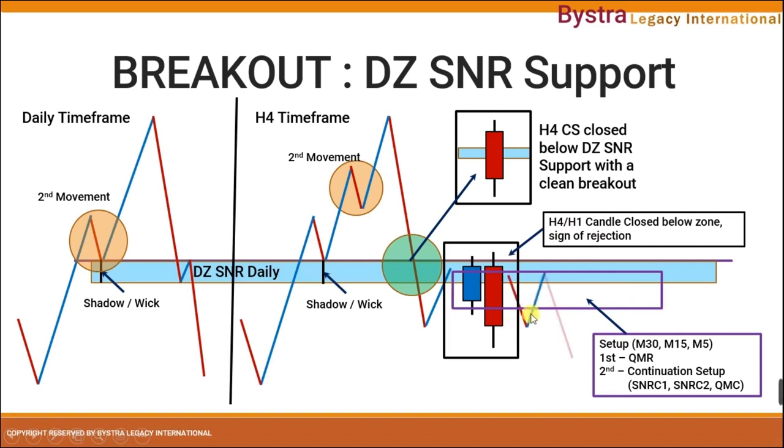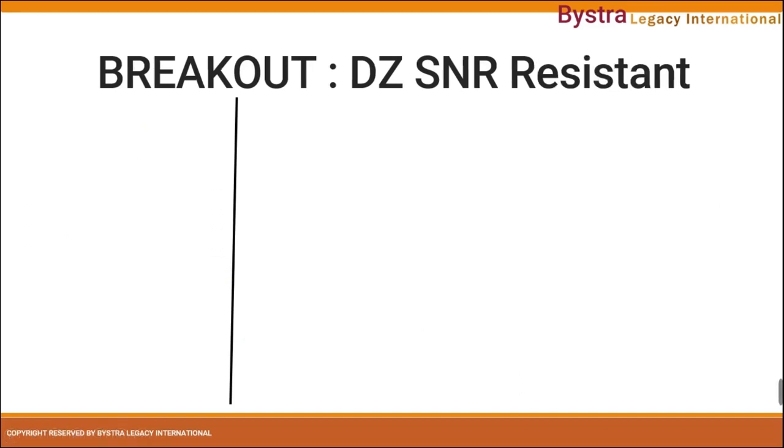Price will then come back to this area to take our orders and continue on the downtrend. Now let's look at the SOP for the breakout when it breaks out at the danger zone SNR at the resistance.